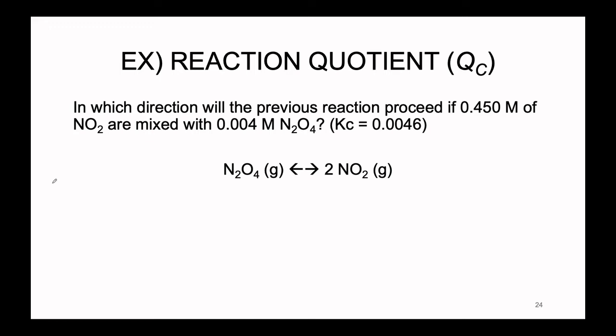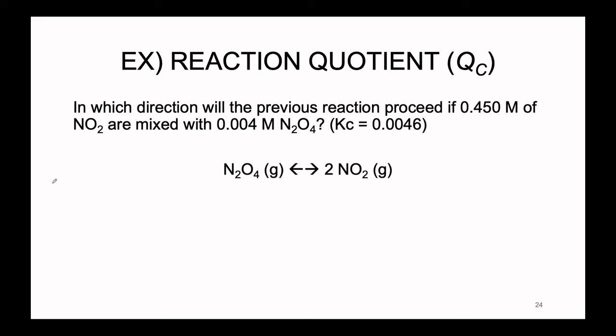So here we have an example problem then, which I would love for you to pause the video and attempt quick just to look at the numbers then yourself, without a graph, just we have some initial conditions here. We are told that the previous reaction, which also is relisted here, is proceeding after 0.450 molar of NO2 is mixed with 0.004 molar N2O4. Again, the equilibrium constant is repeated here, so I would love for you guys to calculate this Q, compare it to K, and determine in which direction is this reaction going to proceed.